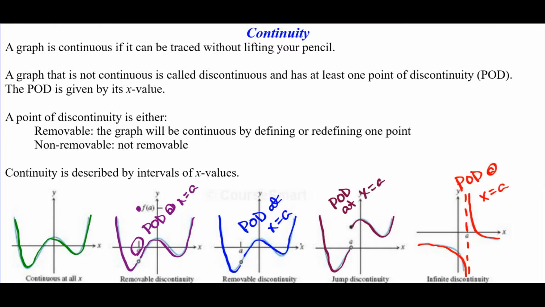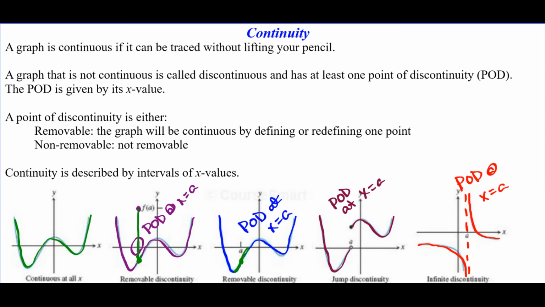Each of these points of discontinuity can be classified as either removable or non-removable. So a removable point of discontinuity is one where I can redefine or change one single point. So on this first discontinuous graph, if we take this point and move it down and fill in the hole, then I would have a continuous graph here. So this is considered a removable discontinuity. On the second discontinuous graph, again, if we fill in this point right here, then I can trace right through that section there. So that's considered another removable point of discontinuity. So anytime you have a hole, that's going to be a removable point of discontinuity.